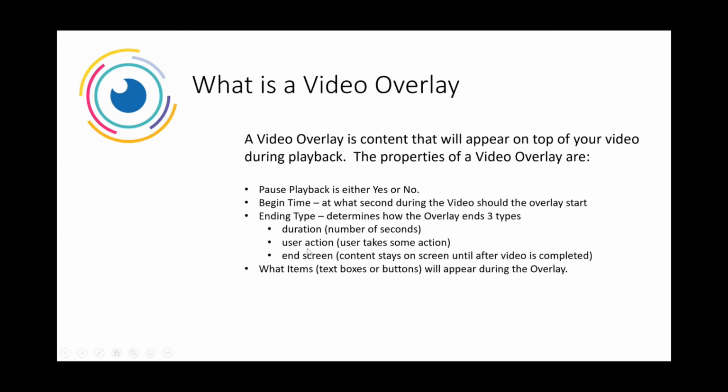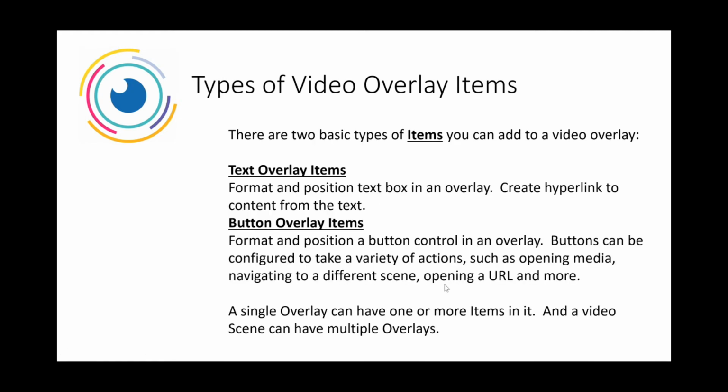You can ask for some kind of user action. Perhaps they have to click a button. Or the overlay can stay on the screen the entire time and appear after the video has ended. We call that an end screen. And then what types of items can I add in an overlay? Well, the basic 2 are text boxes and buttons. So let's talk about text boxes and buttons.